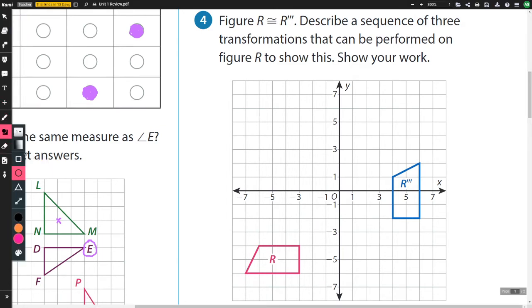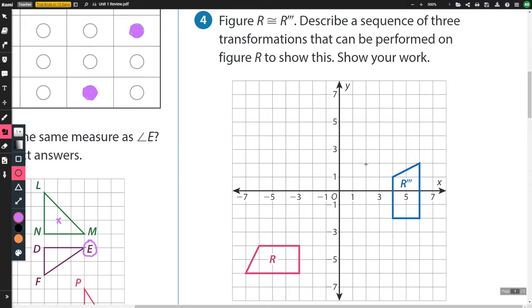So what I'm going to do is, I know from the point being over here to the right as opposed to the left, I'm going to need to reflect it. I need 3 transformations. So I'll probably rotate it and then translate it as opposed to just reflect and translate, because I need 3. I could just reflect and then move it, but it wants me to rotate it probably because it needs 3 different transformations, and I can't make it any bigger or smaller because they're the same size.